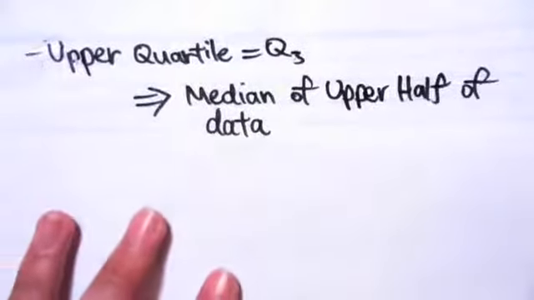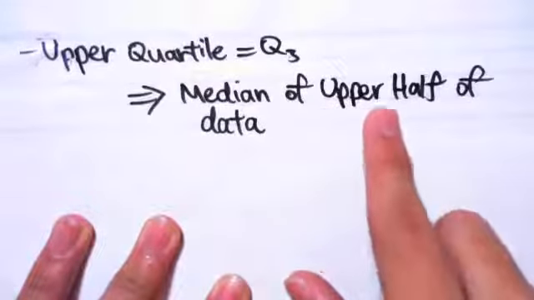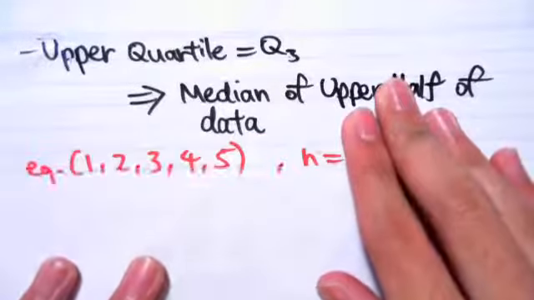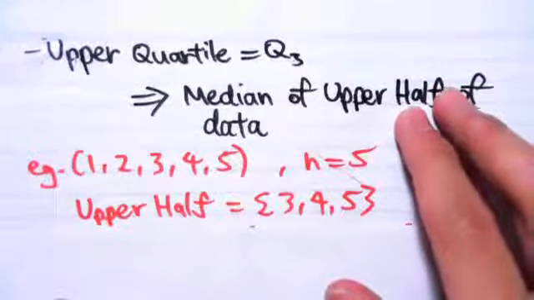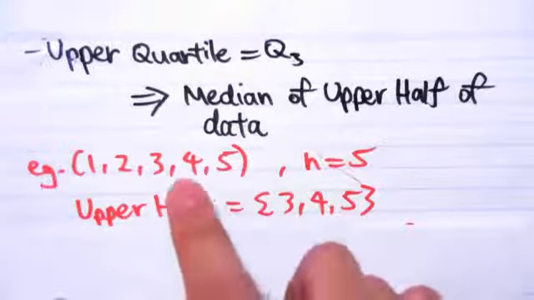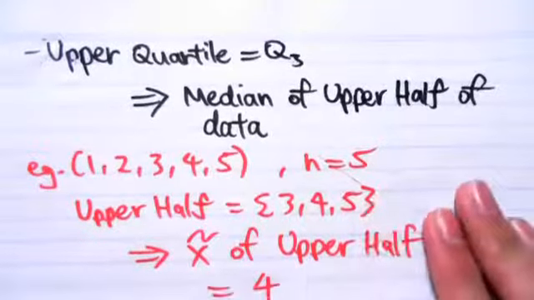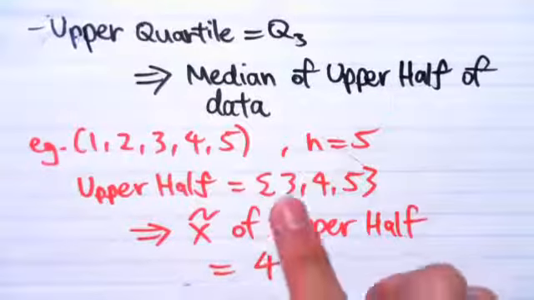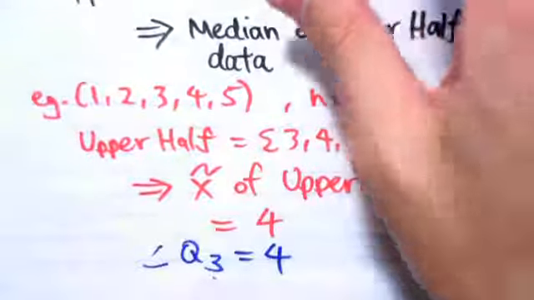Let's go through the next number, which is the upper quartile, Q3. The upper quartile is defined as the median of the upper half of the data. Again, with our example 1, 2, 3, 4, 5, with a sample size of 5, we identify the upper half, which is 3, 4, and 5. This should include the median because our median, 3, is in our set. The upper half's median is equal to 4, so our upper quartile is 4.